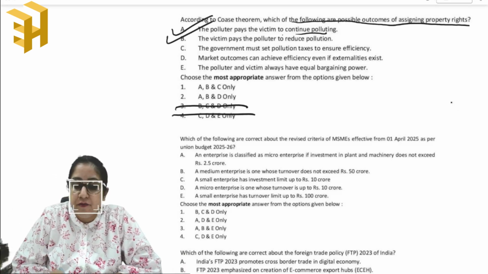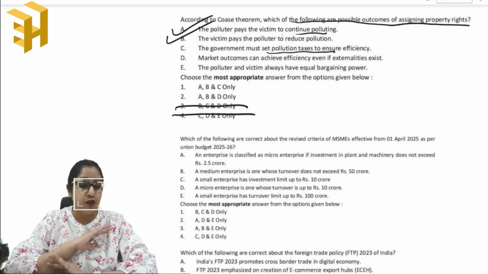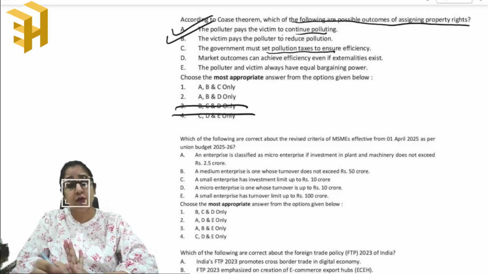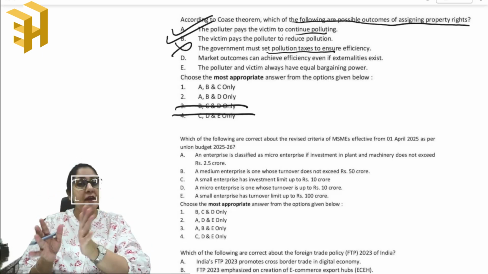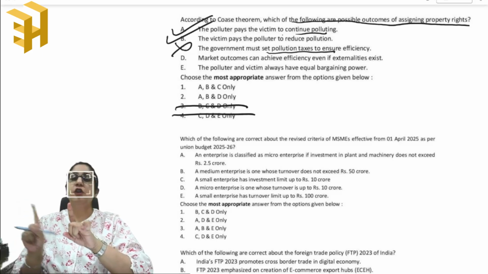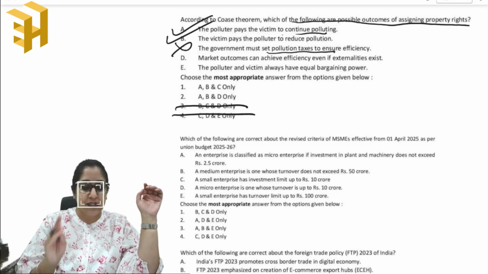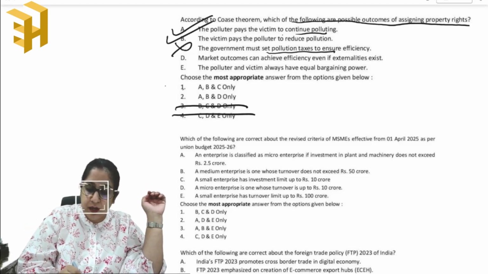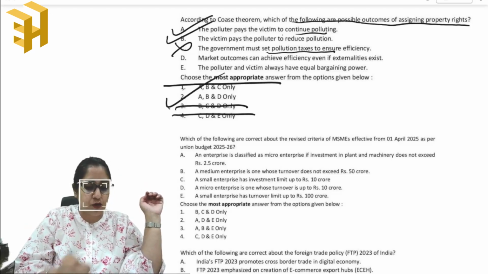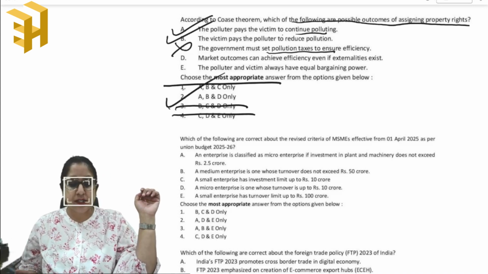Then the government must set pollution taxes to ensure efficiency. No. According to the Coase theorem, the private parties are capable enough to reach an agreement. So government interference is not necessary, right? So C is incorrect. So we can strike out 1 and we come to the answer as 2. Okay, let's go through other statements.